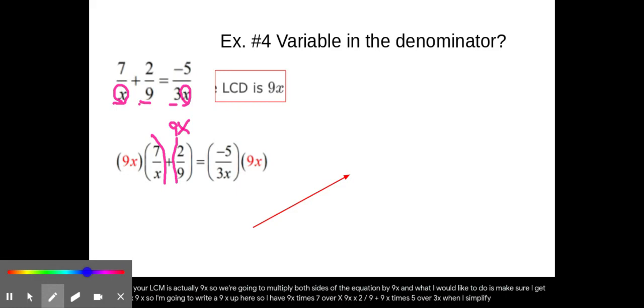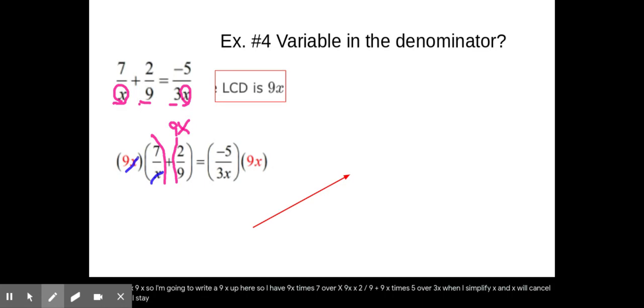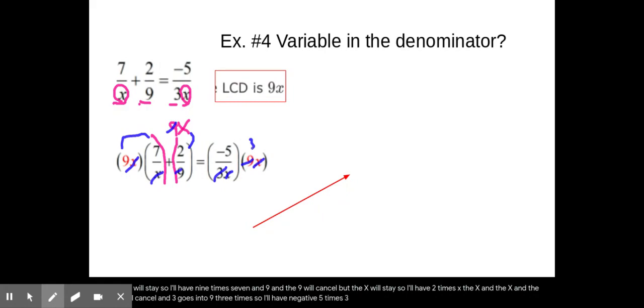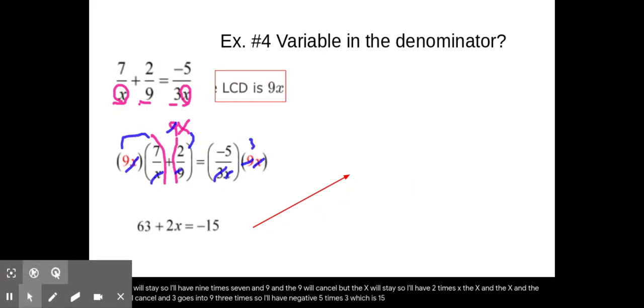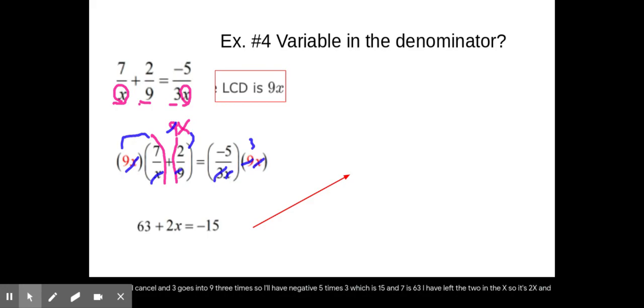When I simplify, x and x will cancel, but the 9 will stay. So I'll have 9 times 7. The 9 and the 9 will cancel, but the x will stay. So I'll have 2 times x. The x and the x in the last term will cancel, and 3 goes into 9 3 times. So I'll have negative 5 times 3, which is 15. 9 times 7 is 63. I have left the 2 and the x, so it's 2x, and negative 5 times 3 is negative 15.